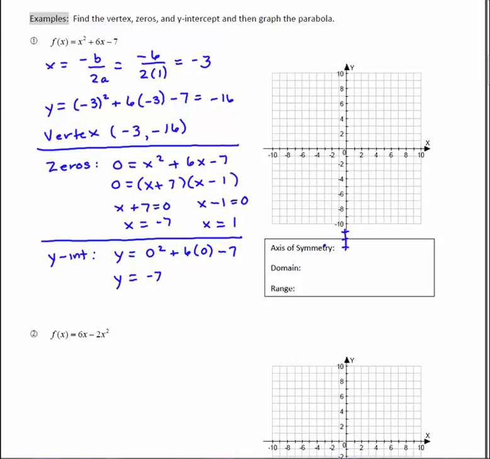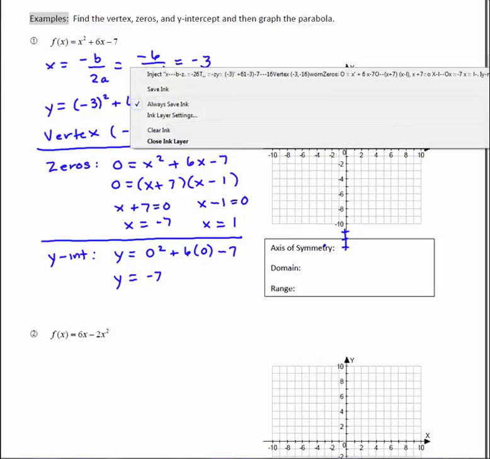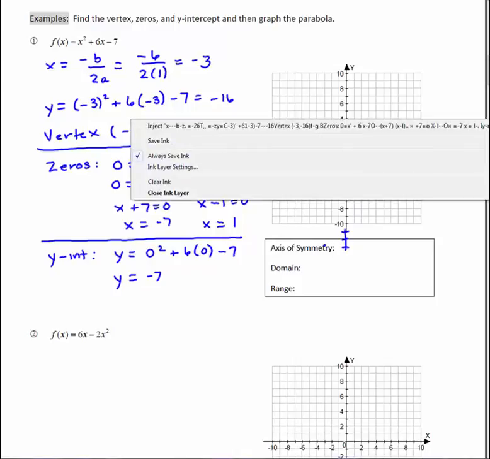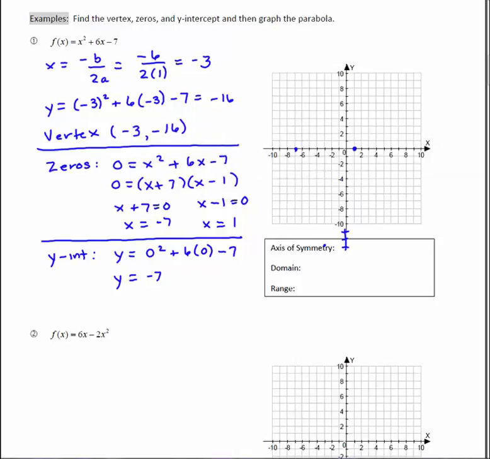All right. Next, the zeros. Negative 7 is a 0, and positive 1 is a 0. And then finally, the y-intercept is negative 7, so I can plot that as well. And although it's not all of the points that I would perhaps have last time, I do have enough that I should be able to graph this parabola.